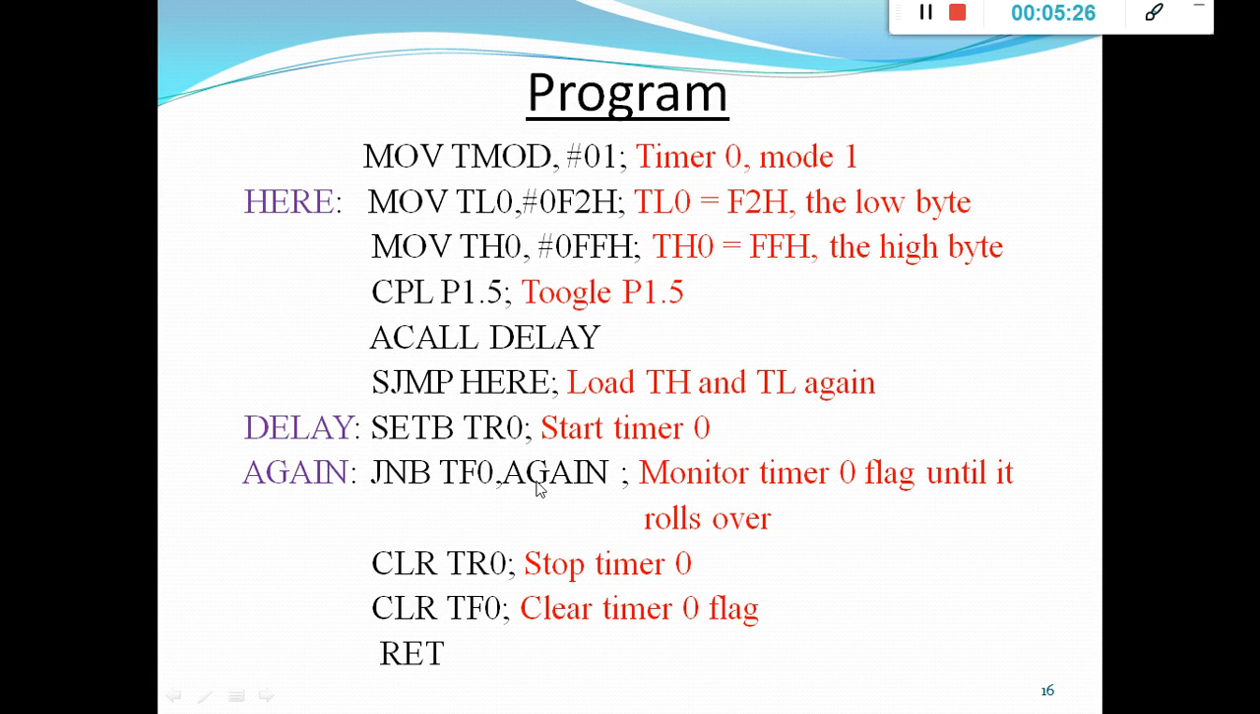So it is monitoring the timer 0 flag until it rolls over. Once the TF flag becomes 1, you have to stop that timer. Once the overflow or roll over happens, you have to stop the timer. After that, you have to load 0 in TF0 because you want to count again with a new value or the same value. TF flag is 1 from the previous run, so you have to make it 0. The instruction you are going to use is CLR TF0 so that the TF flag becomes 0. Again you can execute the same program with the same value, or with a different value.